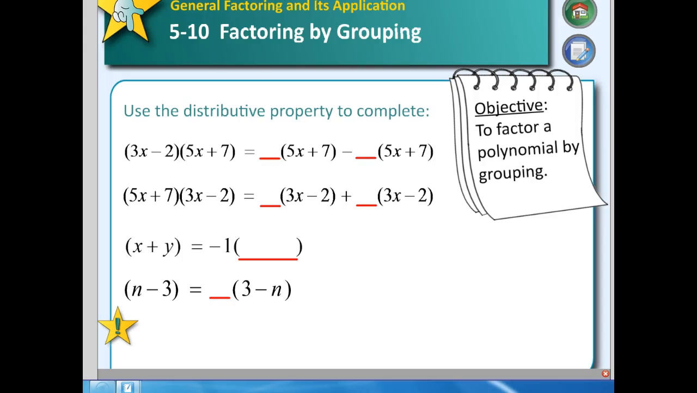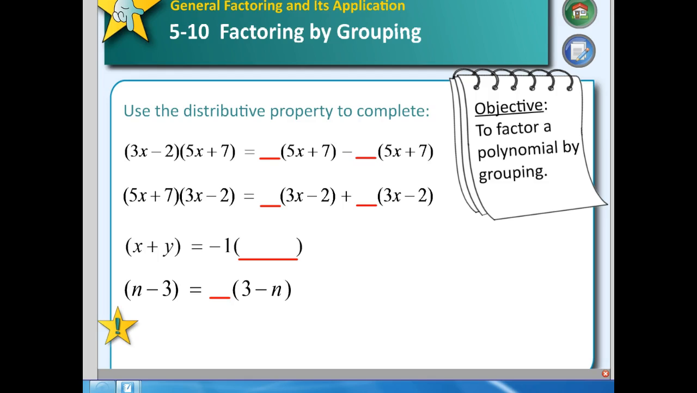All right, class, today we're going to move on to section 5.10. Now, we're still factoring, but we're going to see things a little bit different this time, okay? And we're going to learn a completely new method called factoring by grouping.